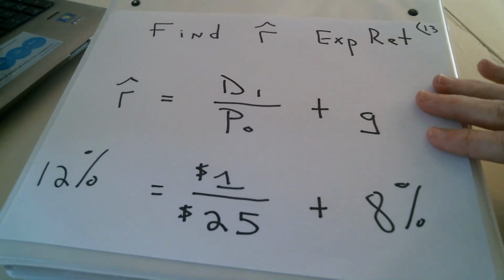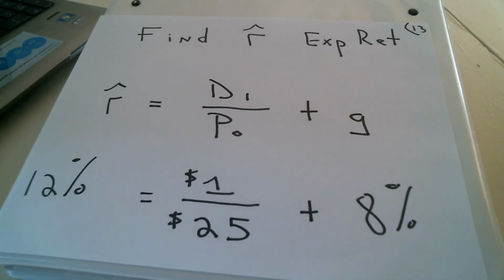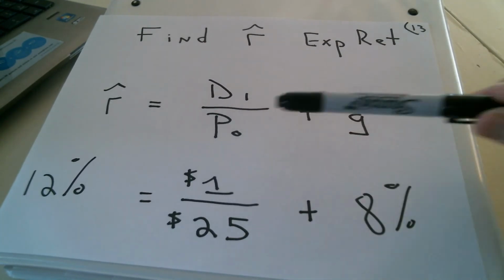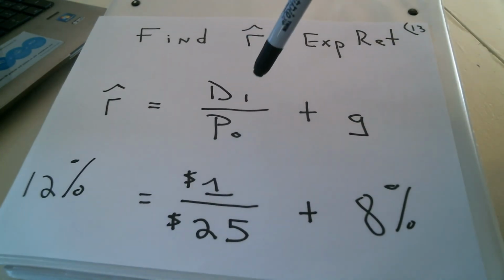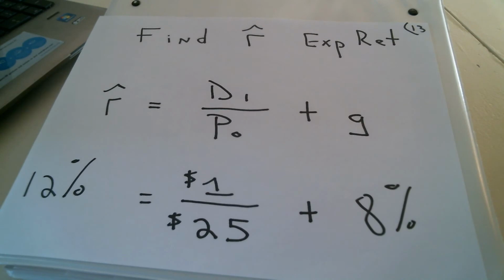Now, to take it one step further, let's say we want to find out the expected return. In the problem before, we were given the R, which is the required return. R hat is the expected. Anything with a little hat on it denotes expected. So this is the formula to come up with that. If we have the price, the dividend, and the growth, now we just want to find the return. And we're going to use the numbers from the previous problem.